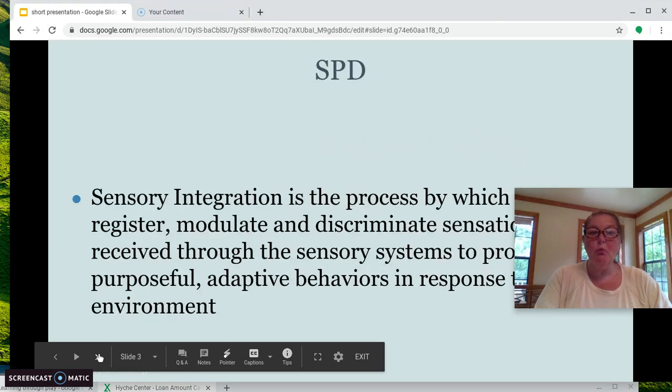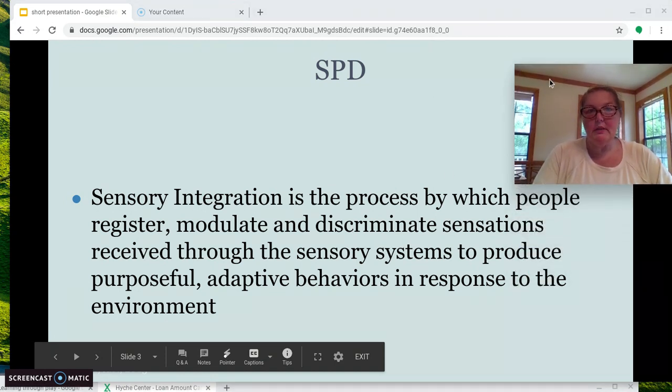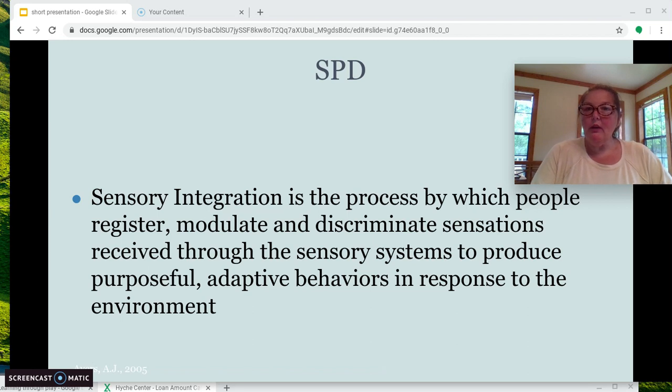So let's start. What is sensory processing disorder? First, we need to understand that it is not a recognizable medical diagnosis. So you can't use it in an IFSP, IEP, or 504. It's simply not recognized by our medical community at this time.